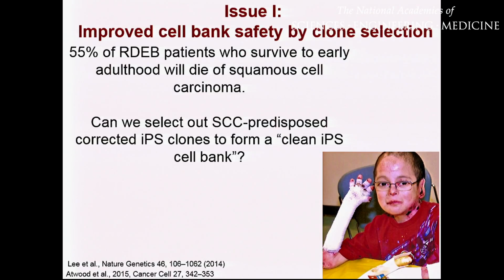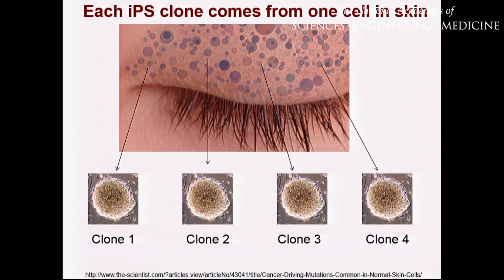And so with our EB patients, about half of them will die from overwhelming squamous cell carcinoma. Because of chronic wounding, they get squamous cell carcinoma mutations. So what can you do about this? Well, we know that each iPS clone that we make comes from a single cell. So if you take a bunch of clones and then sequence them for squamous cell carcinoma predisposing mutations, you can then pick out the good ones and leave the bad ones in the dish.